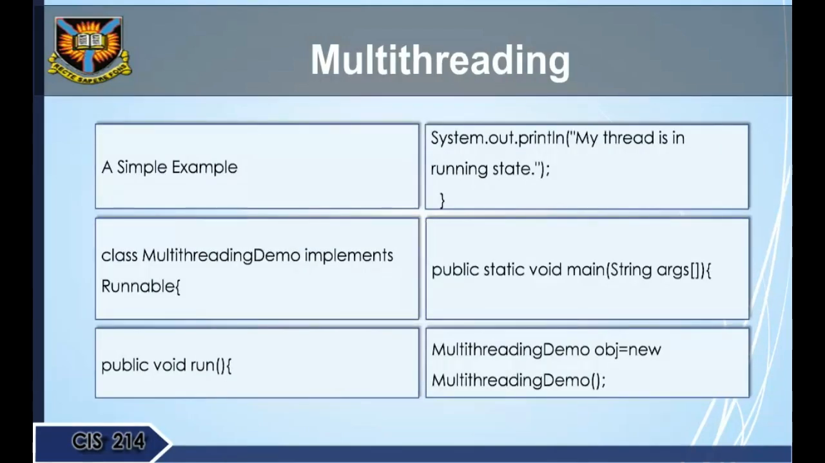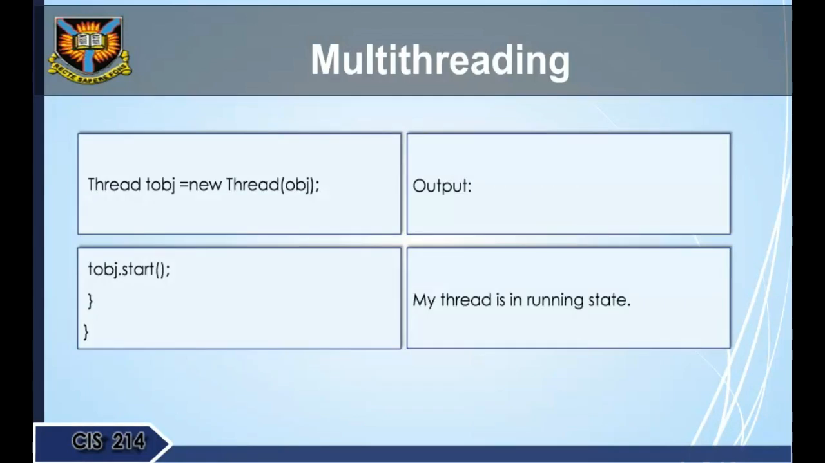A simple example: class MultithreadingDemo implements Runnable { public void run() { System.out.println("My thread is in running state"); } public static void main(String[] args) { MultithreadingDemo obj = new MultithreadingDemo(); Thread tobj = new Thread(obj); tobj.start(); } } Output: My thread is in running state.